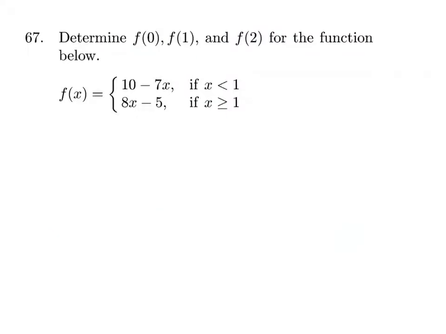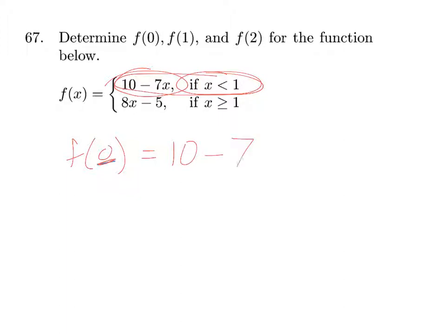Determine f of 0, f of 1, f of 2 for the function below. Alright, f of 0. How do you do this? Well, this is my x value here. Alright, here I have this restriction. I only look at this expression for x values that are less than 1. Well, this is an x value less than 1, so I'm going to use the expression 10 minus 7x. In this case, x is 0. So I end up with 10 minus 0, which is 10. So f of 0 is 10.